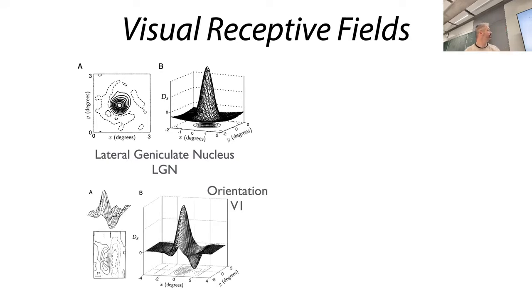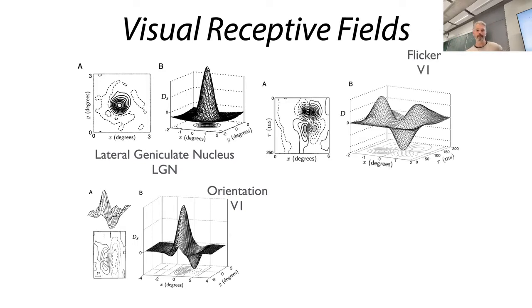Only when you go to V1 do you get these oriented receptive fields. What we see here is that at the level of V1, the brain is starting to assess the local orientations in images, which of course you need in order to, for example, trace a line and see a silhouette. You need to know the orientation at local locations. So that's V1.